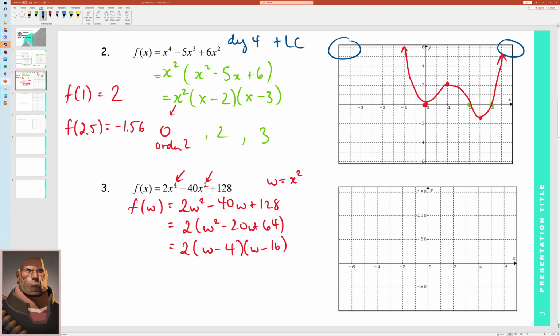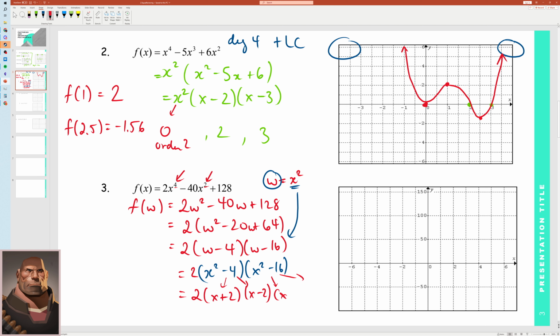More interesting still, we only temporarily use this w, so let's insert our x squared back in for w. So we get x squared minus 4 and x squared minus 16, and hopefully you guessed it, both of these are difference of squares, so we can operate on that further still. Okay, so finally giving us 2 x plus 2, x minus 2 from the first difference of squares, and from the second difference of squares, something similar, x plus 4 and x minus 4.